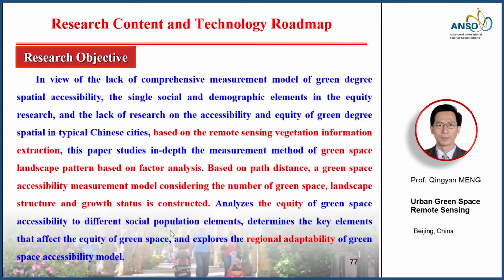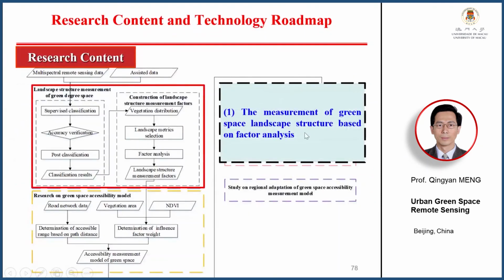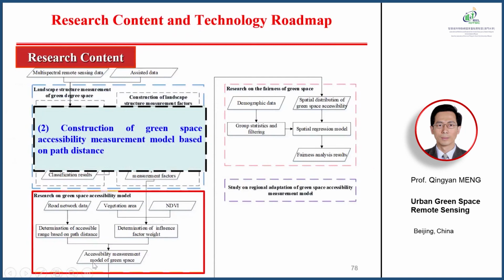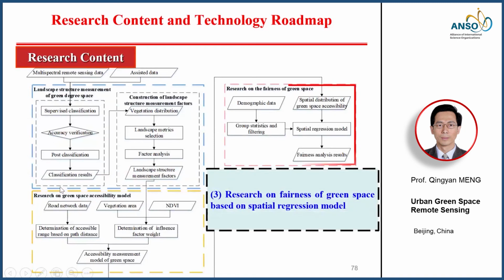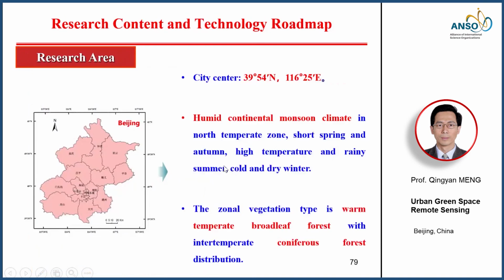And here, this morning, I wouldn't like to introduce the equation, but we have conducted some studies on the green space equation. First, we measure the urban green space landscape structure based on the factor analysis. I think I have introduced some to you, and construct the urban green space accessibility measurement model. Of course, based on it, we can analyze the differences.